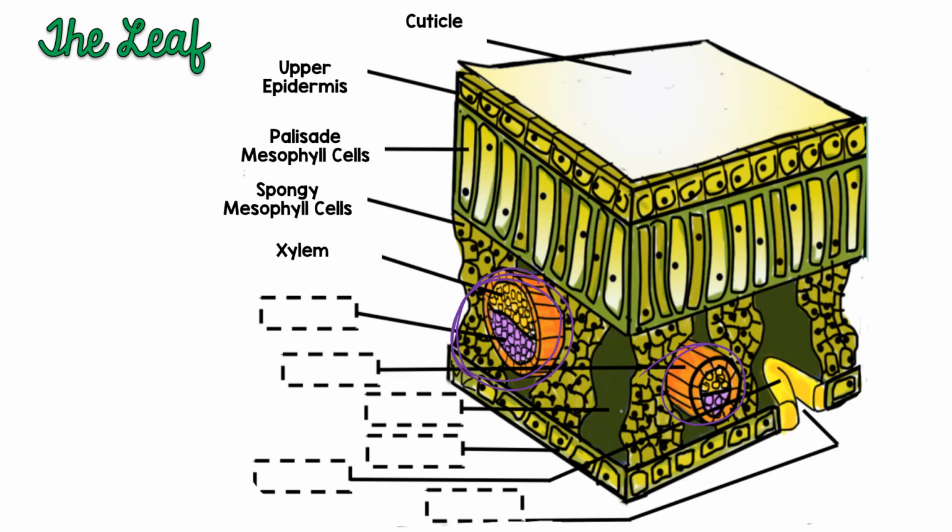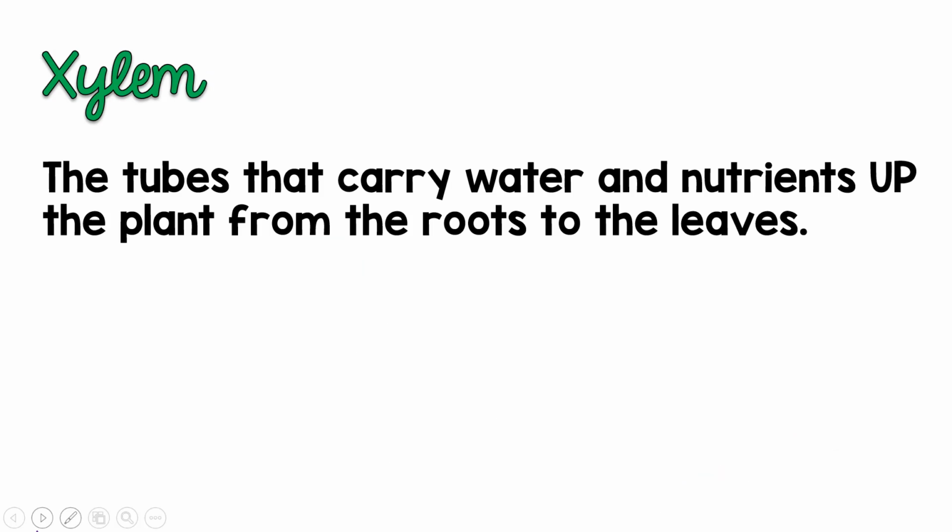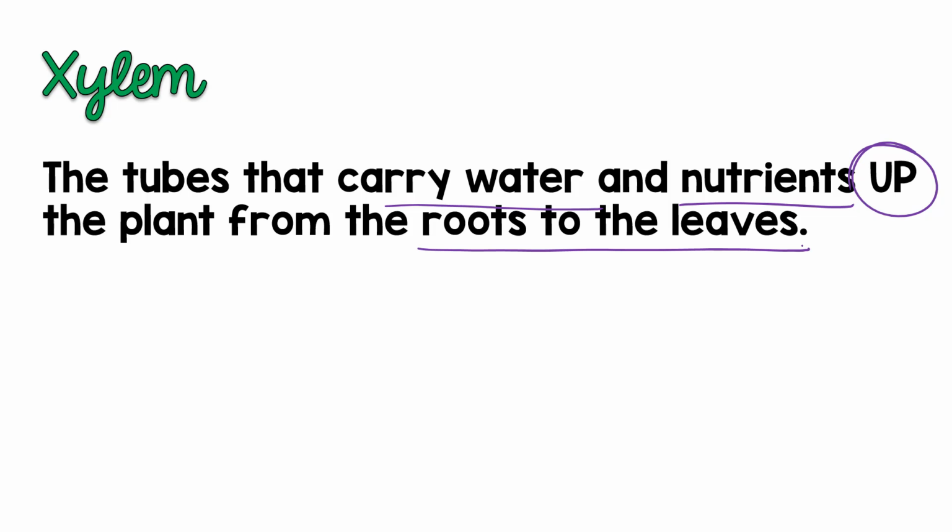There are two different types of tubes inside these bundles, and the first one is called the xylem. The function of the xylem is to carry water and nutrients up the plant from the roots to the leaf. So with the xylem, I want you to think up. Xylem goes up.